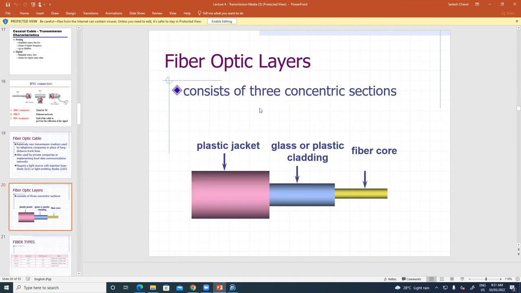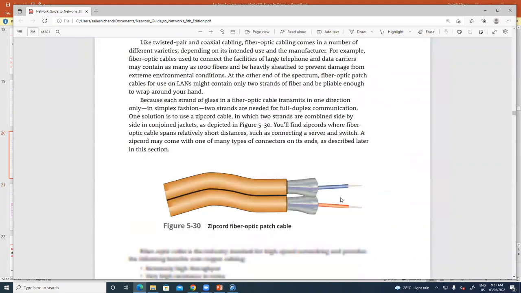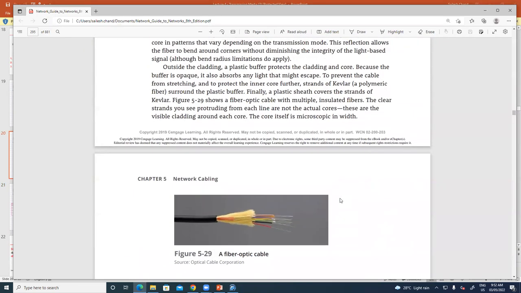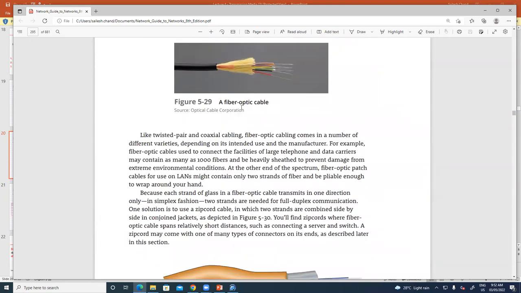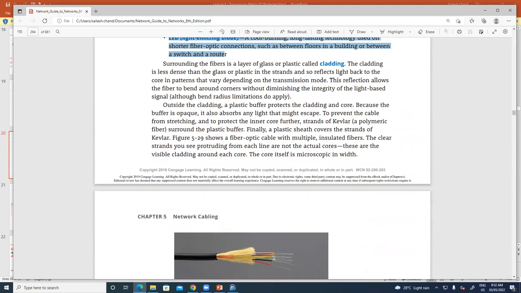Fiber optic layers consist of three concentric sections: the plastic jacket, the glass or plastic cladding, and the fiber core. Now, some people may show you a different picture, for example, this one here. This image that you see here, fiber optic cable. Now, it says surrounding the fibers is a layer of glass or plastic called cladding. The cladding is less dense than the glass or plastic in these strands, and so reflects light back into the core in patterns that vary depending on transmission mode.